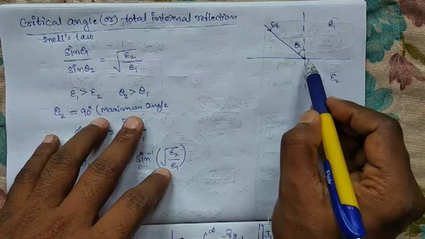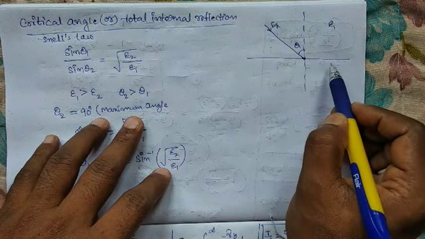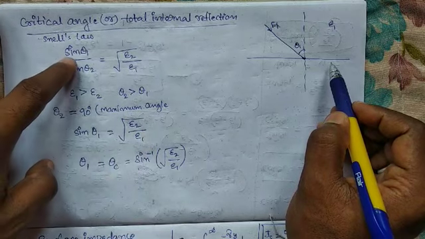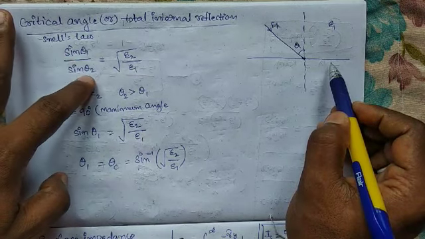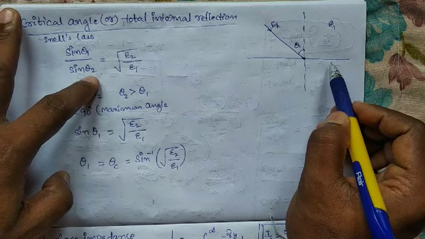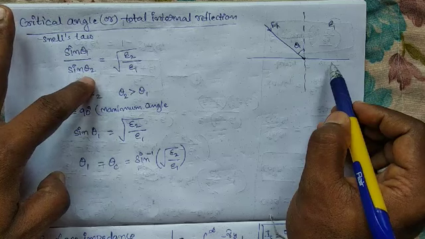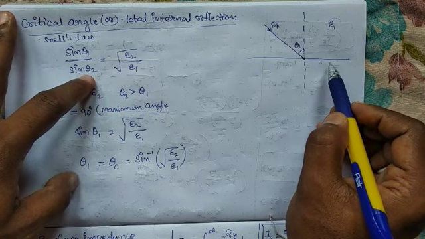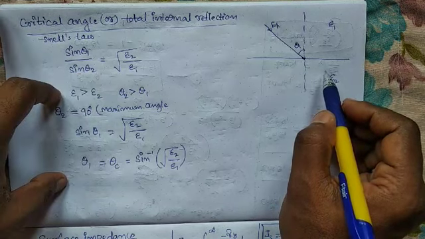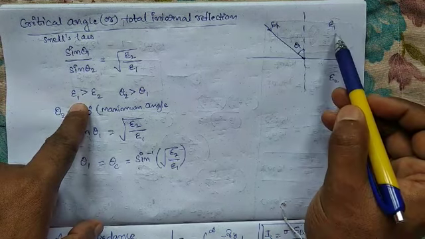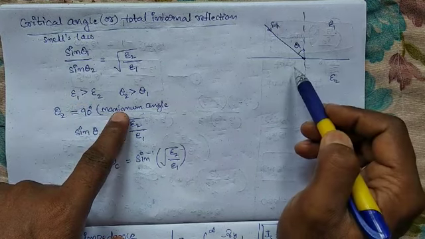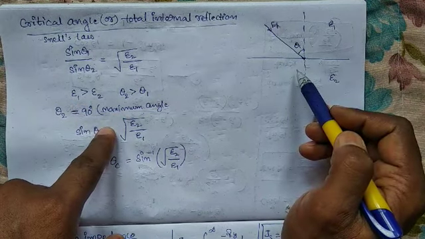Here it will not produce any refracted wave. According to Snell's law, sin theta 1 here means theta 2 is at its maximum value. For this maximum value, it will not produce any refracted wave. Here for this case, epsilon 1 is greater than epsilon 2. Theta 2 maximum means theta 2 is equal to 90 degrees.